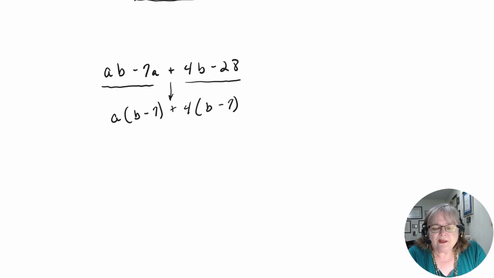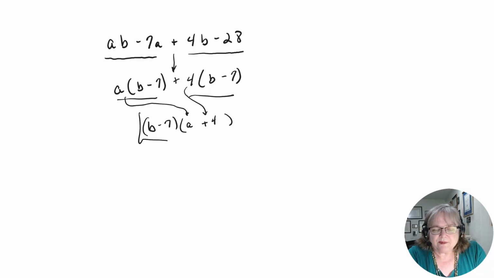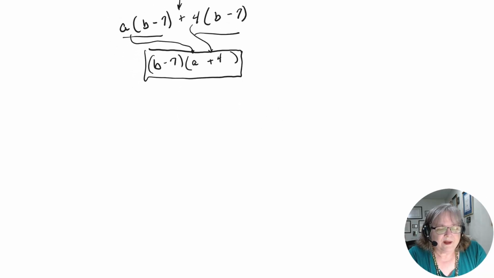Now you say, is there anything in common between the front and the back set? Yes, there's a B minus 7. So when you factor that out, that leaves you this A and this plus 4. So these are your factors. All right, let's try another one.